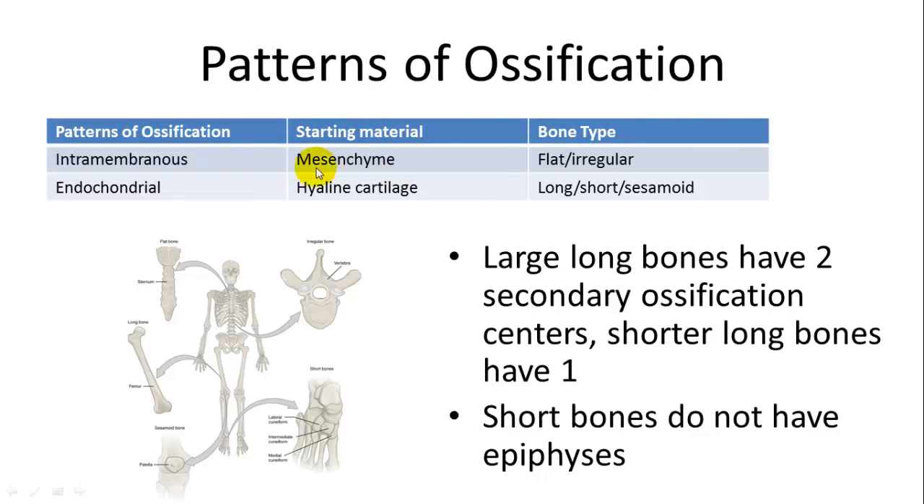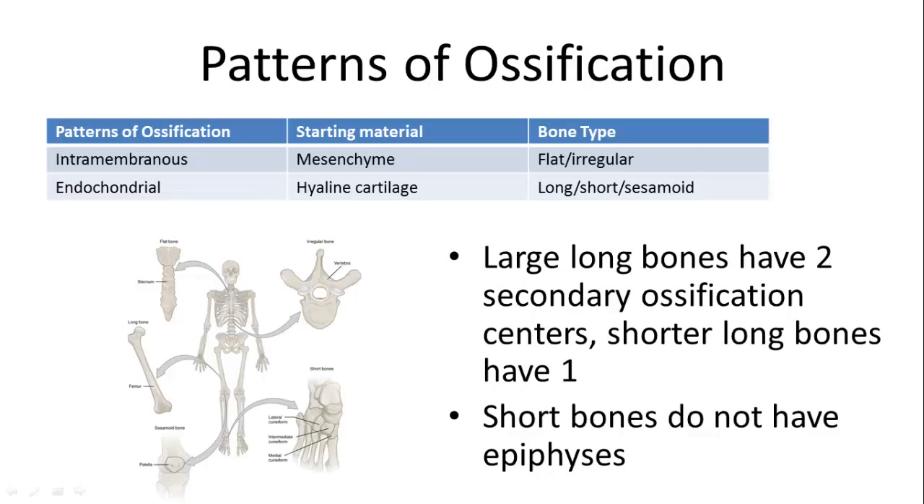All right, so just as you can see from this chart, our intramembranous ossification patterns occur starting with mesenchyme, and we have our flat and irregular bones being formed through that. And in endochondral ossification, we start with hyaline cartilage, which is how we form long, short, and sesamoid bones.